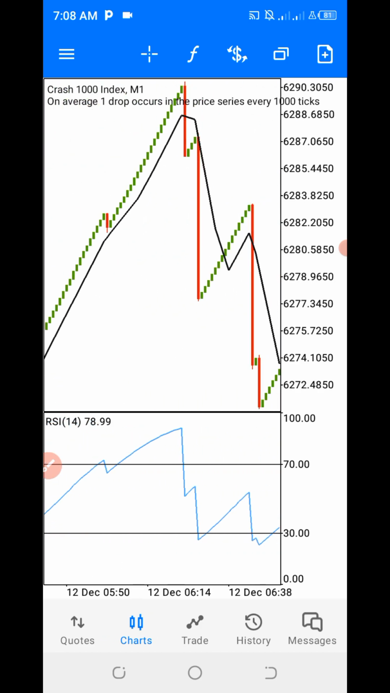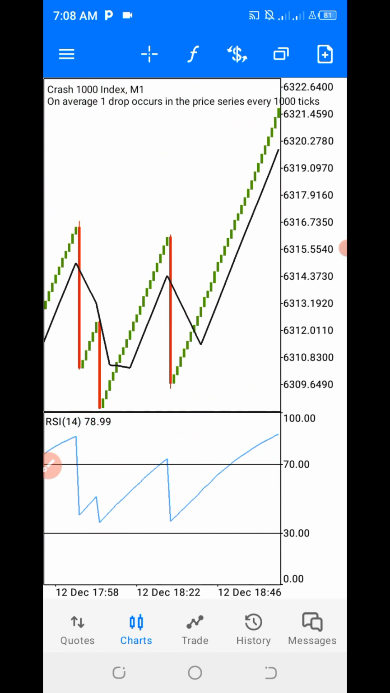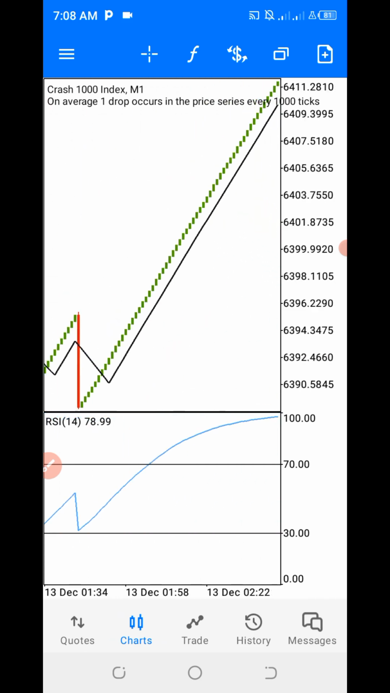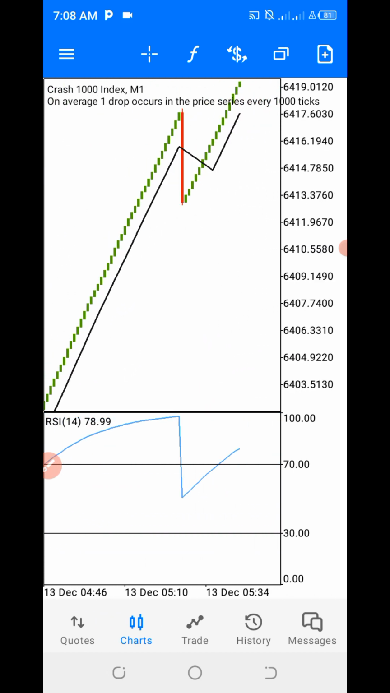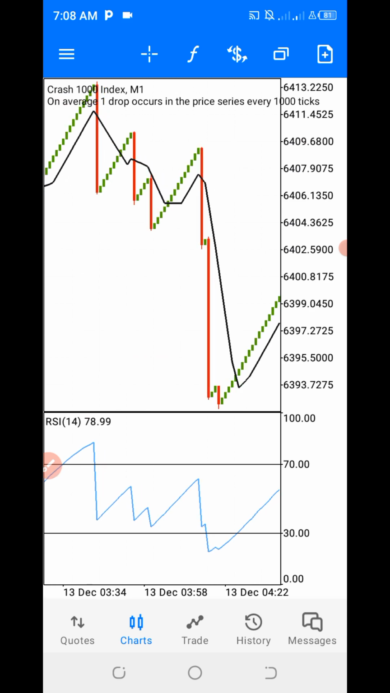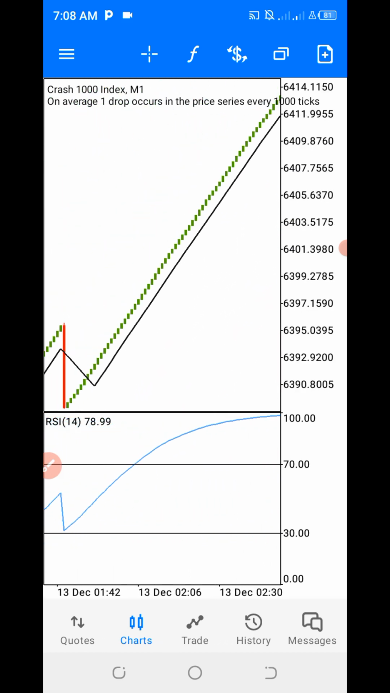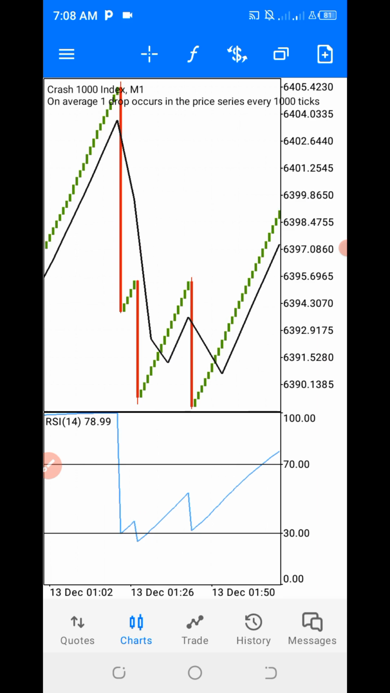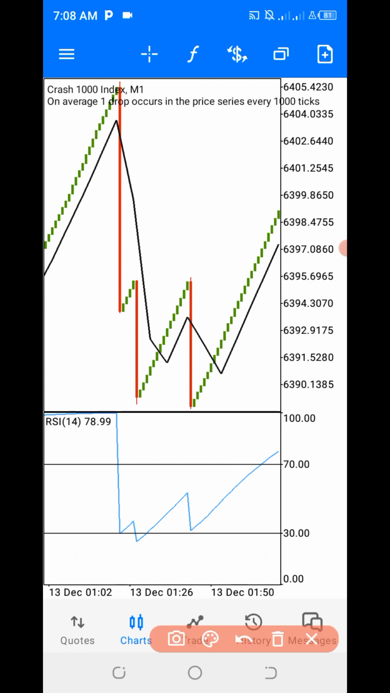Okay, let me use this. Let's start with the 5 to 10 candles, the scalping side of it. Okay, now the scalping side of it is this.